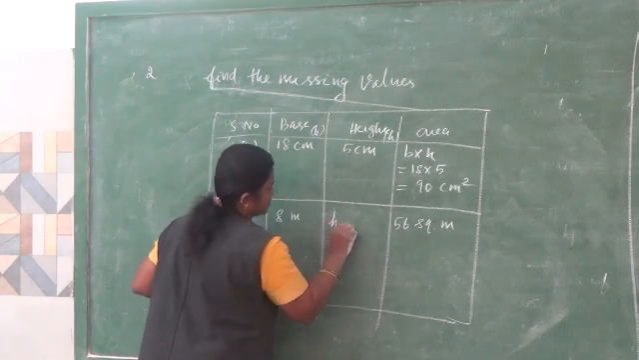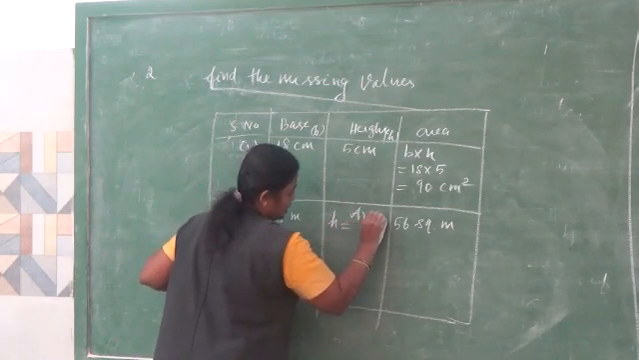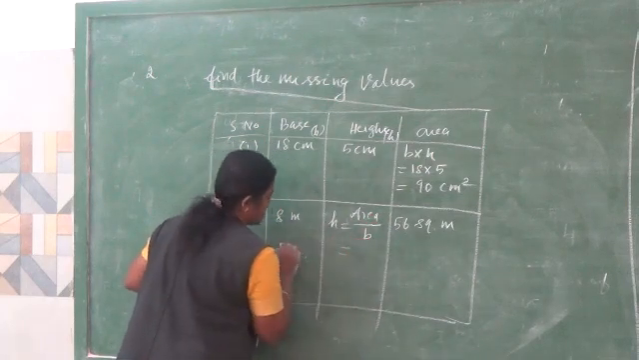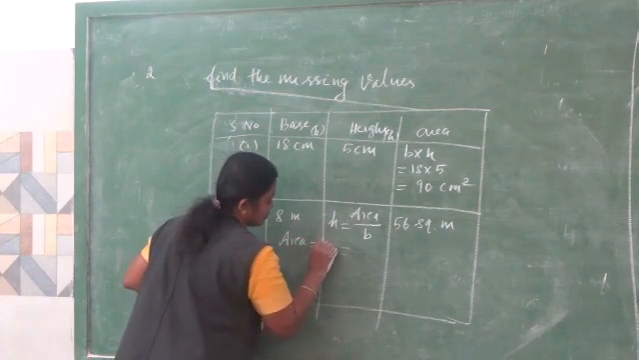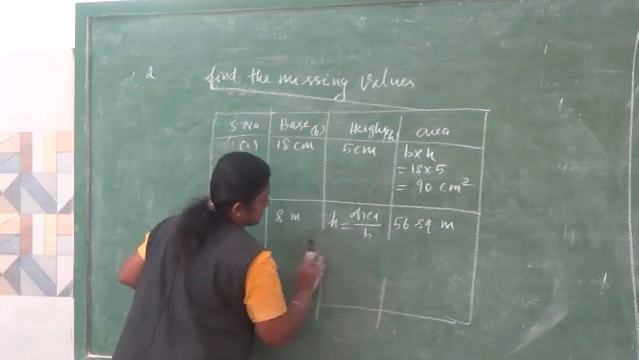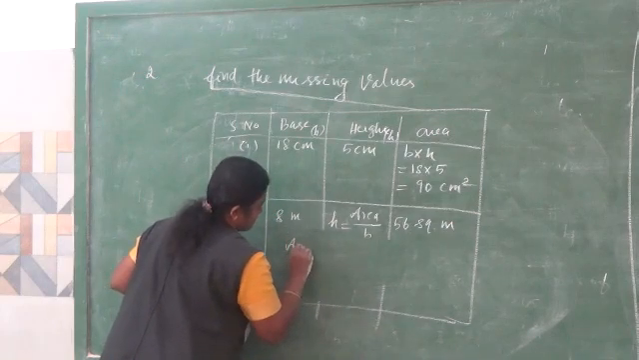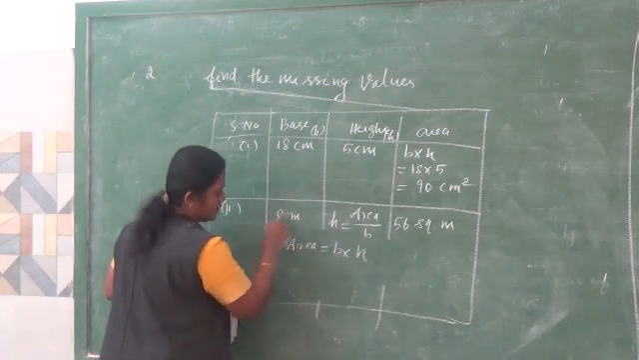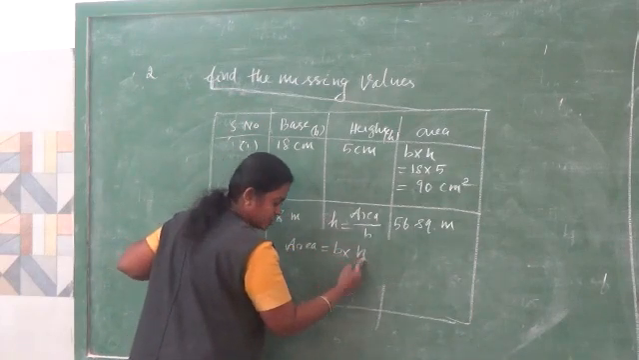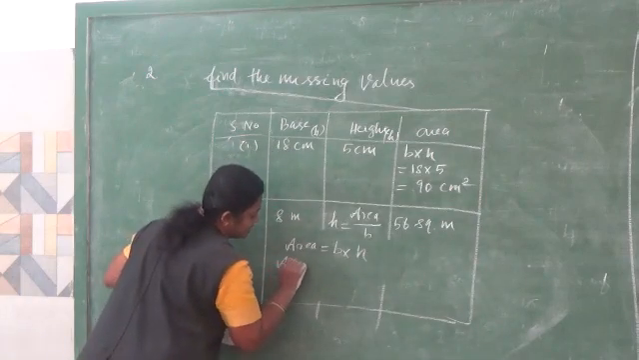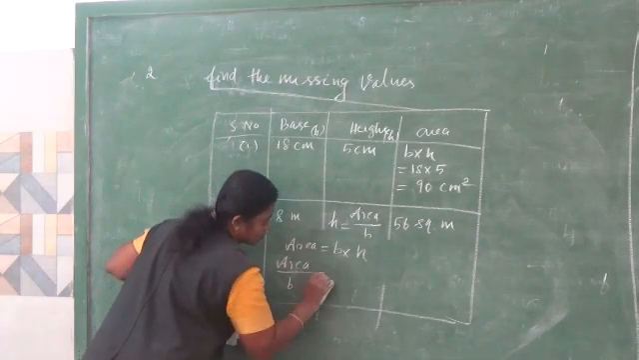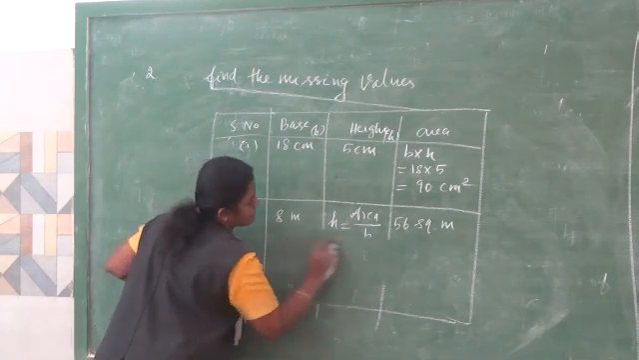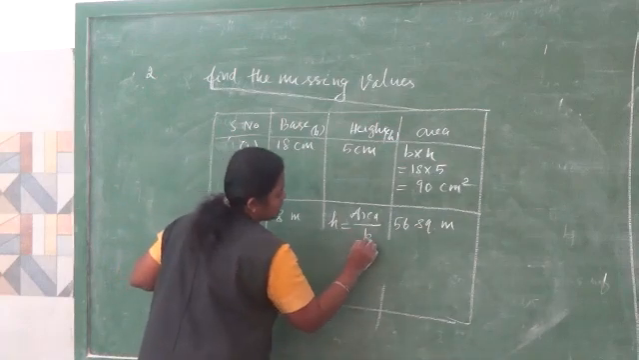How to find out? H equal to area divided by base, because area equal to B into H. Area you know, base is given, height alone we have to find out. This multiplication will come to this side. Area by base equal to height. Have you seen this one? Now H equal to area by base.